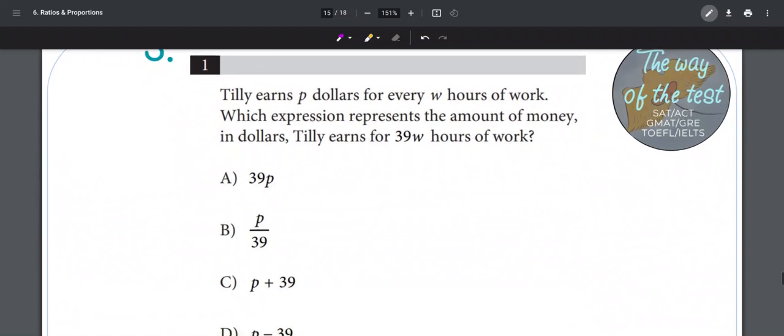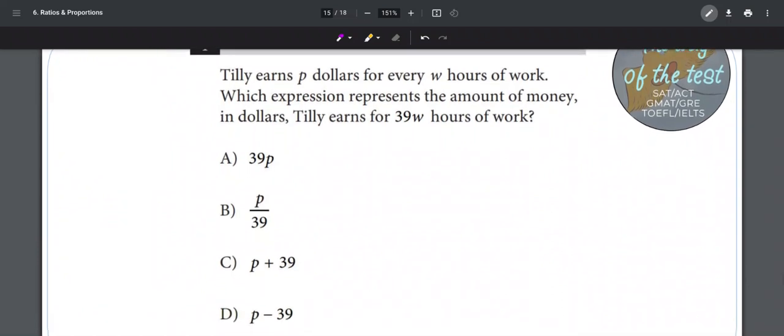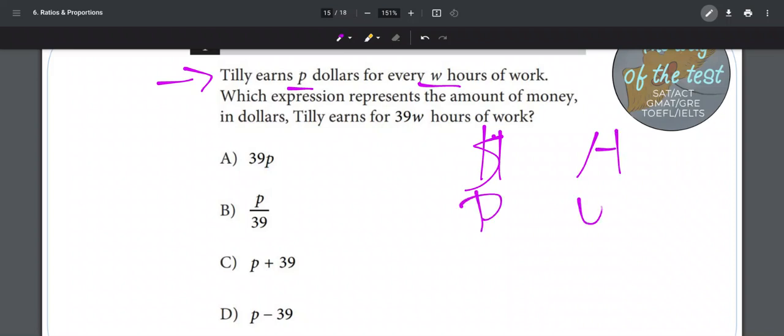This is the last question. I want you to pause the video, copy this question, solve it, write down the answer, and we're going to check. Okay, so you say, Tilly earns P dollars for every W hours of work. Okay, so we have dollars of money and hours of work. So P dollars every W hours of work. Which expression represents the amount of money in dollars Tilly earns for 39W hours of work?